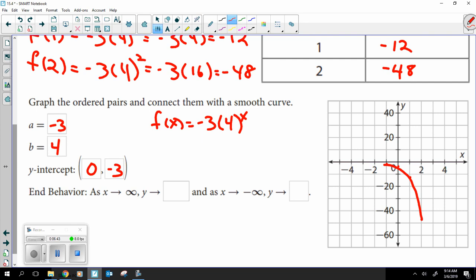And now here the end behavior has changed just a little bit. As x approaches infinity, y goes off to negative infinity. It goes farther and farther, a bigger and bigger negative number. And then as x approaches negative infinity, y gets closer and closer to 0. Just gotta remember this. It's very easy to do.